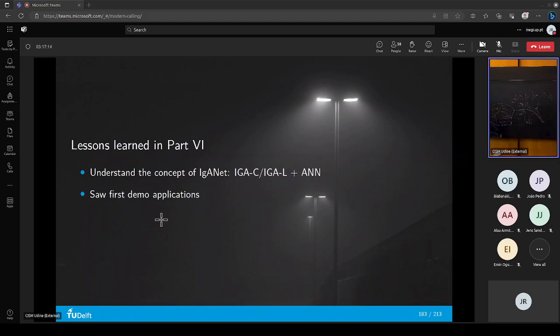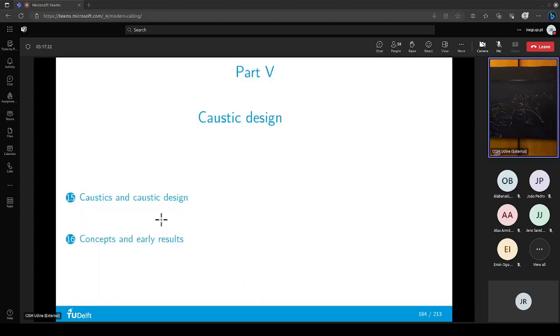Other questions? So if not, I would have one more thing. This caustic design has nothing to do with IGA, and it's a completely independent development, but I like it. I think it's cool. And I think the message is, when you think physics-informed machine learning, don't always think about PDEs, think broader. So two small parts, and then we are ready for lunch. Caustics, caustic design, and then concepts and some very early results.